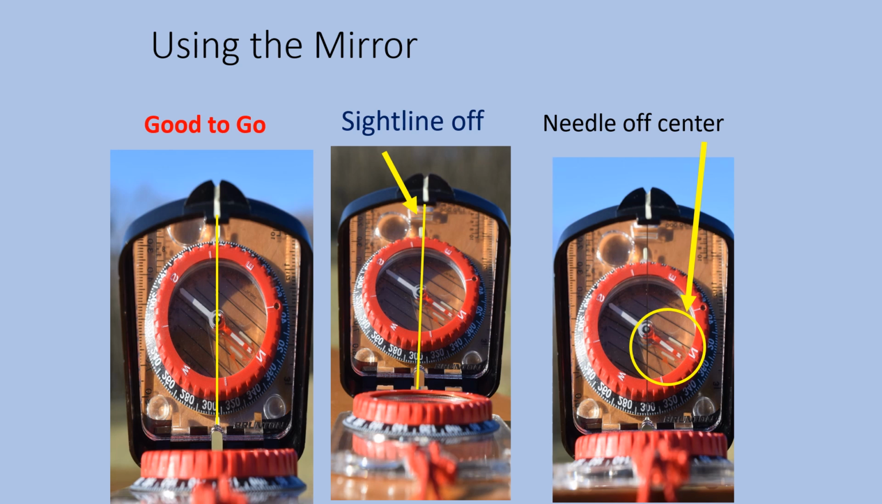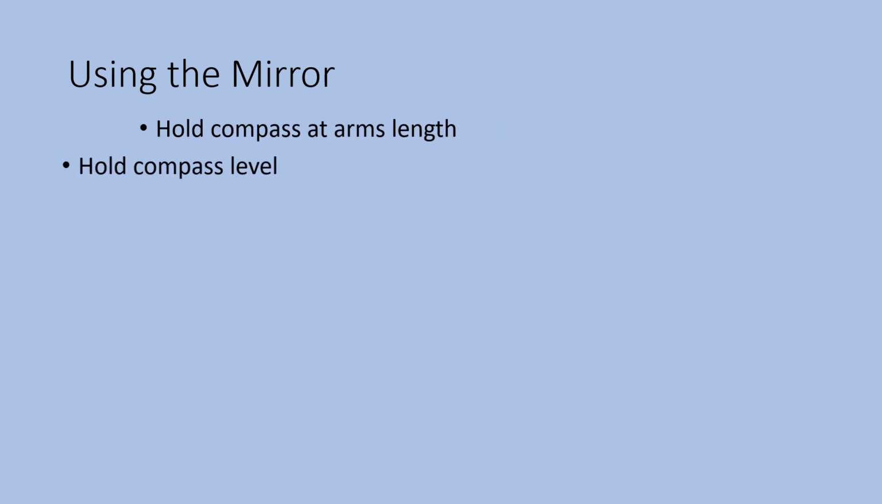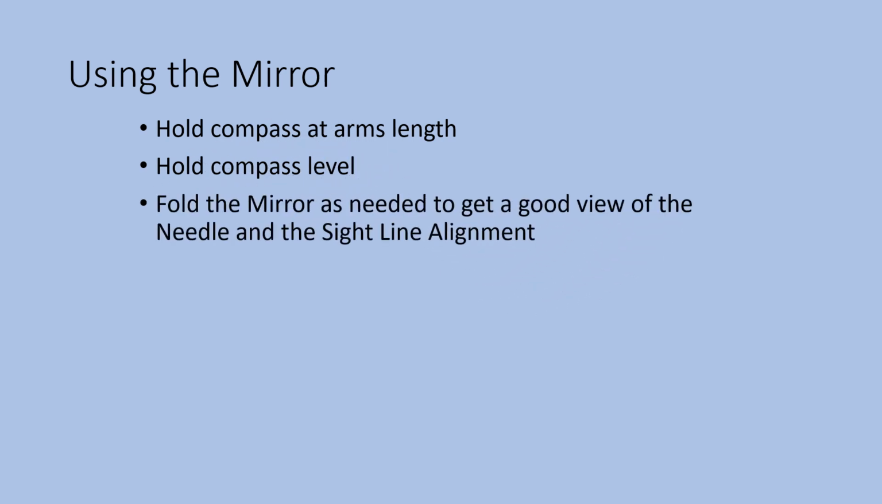Correctly centering the needle can be tricky. Take your time. Make sure your sight lines are correct. Using a mirrored compass takes some practice. Hold the compass at arm's length. Hold the compass level. Fold the mirror as needed to get a good view of the needle and the sight line alignment.